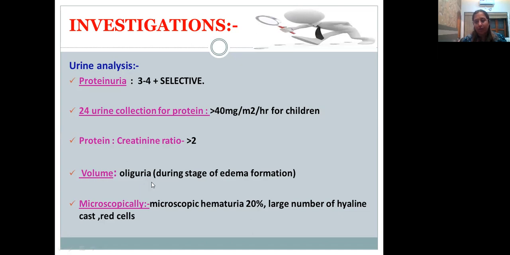Volume, we look for oliguria. Usually that happens in the stage of edema formation, and microscopic hematuria can be seen in 20% cases, and in certain cases a large number of hyaline casts and red cells might be present.